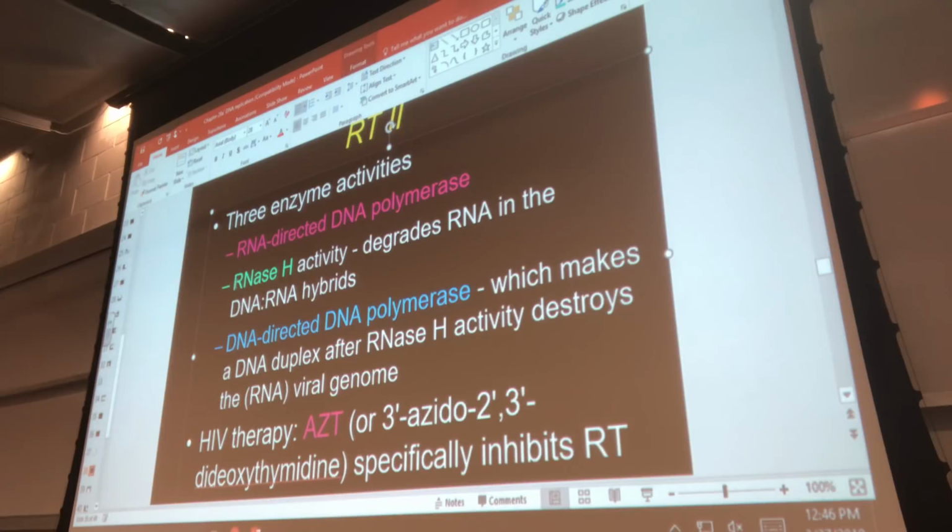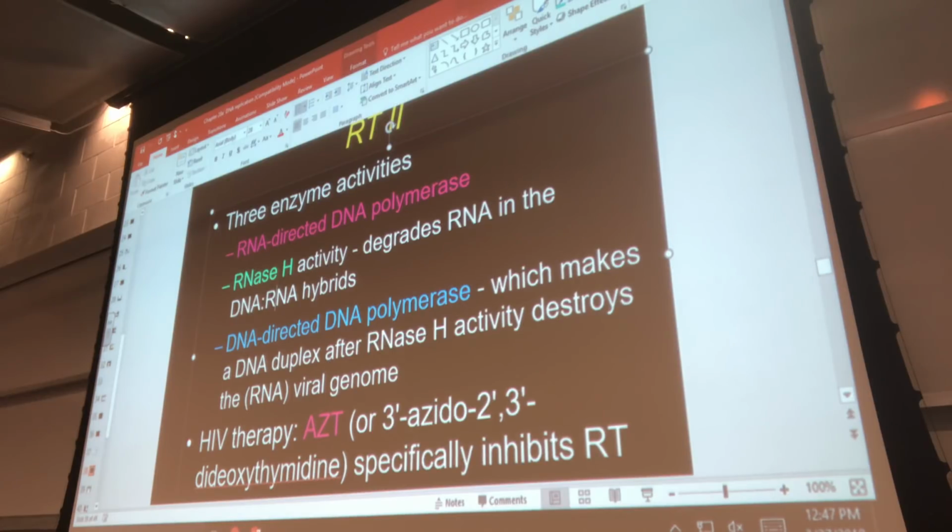The second activity is RNase H activity, the H stands for hydrolase. What this activity does is after the first one takes an RNA template and creates DNA out of it, you have created an RNA-DNA hybrid bound to each other, right? Because it was reading the RNA template and attached DNA nucleotides to it. So you create an RNA-DNA hybrid. The second activity's job is to break that hybrid into two pieces. So RNase H activity, its job is to remove the RNA from the RNA-DNA hybrid.